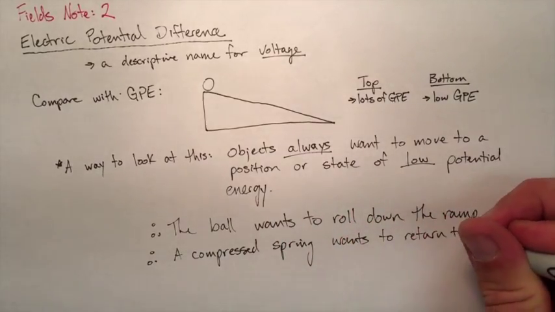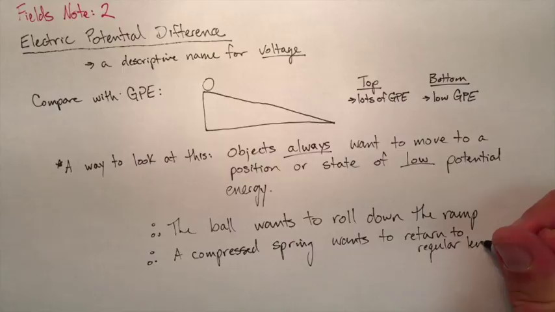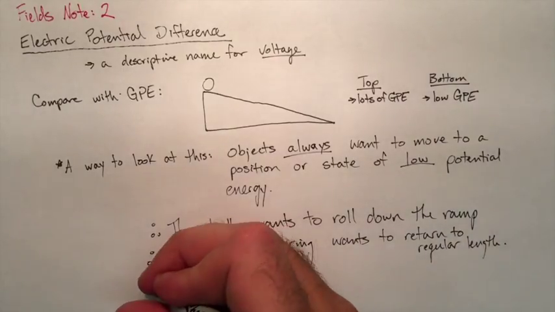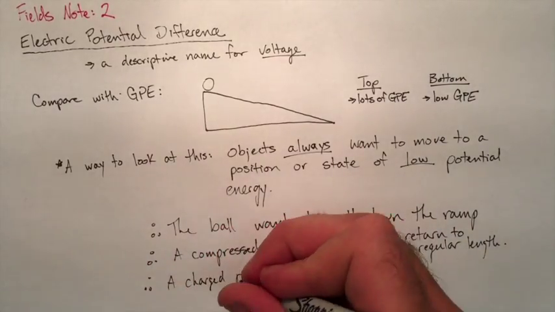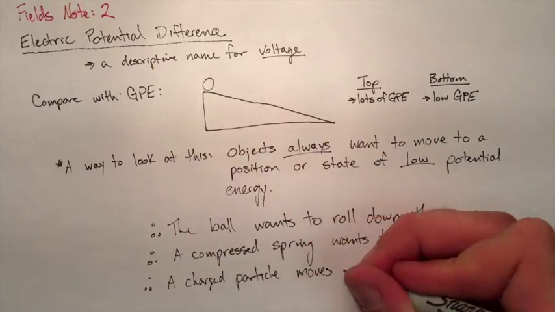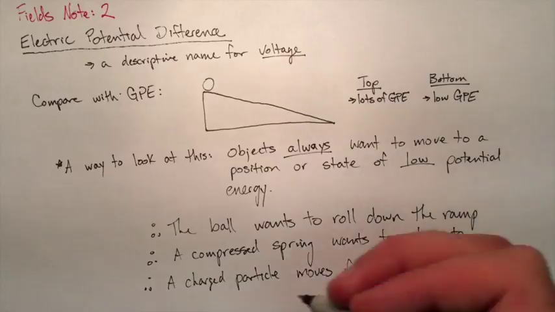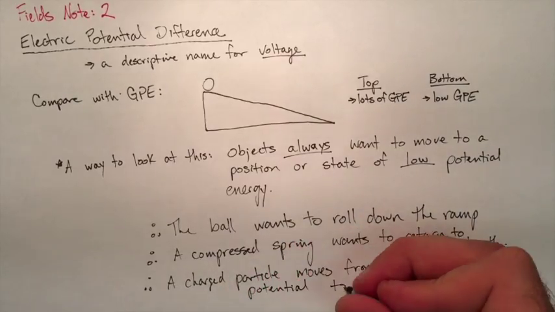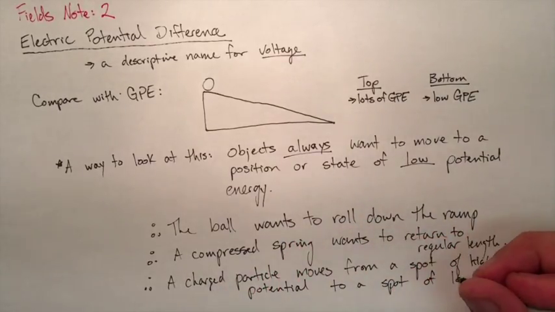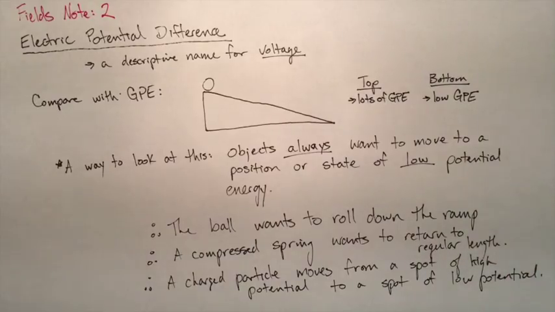We can also look at a spring. If you compress a spring, you're giving it potential energy. But when you release it, it wants to go back to that regular length because that would be a position of low potential energy. In this unit, a charged particle, which is at a spot of high potential, will always want to move to a spot of low potential. So let's take a look at what that looks like.